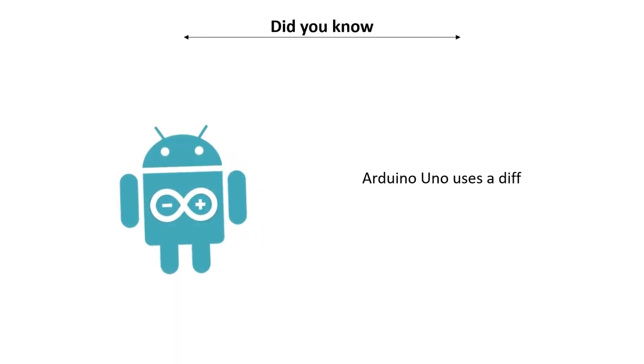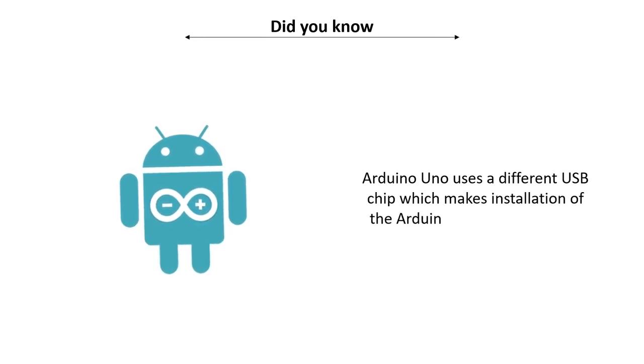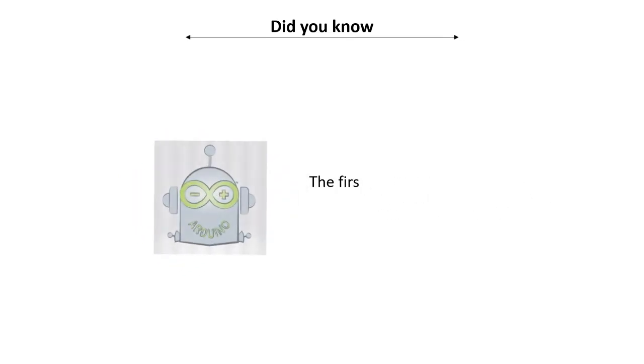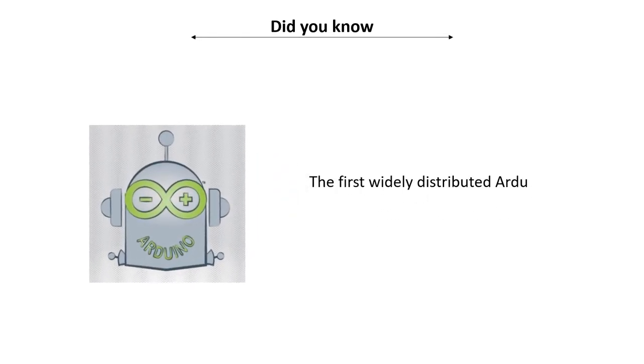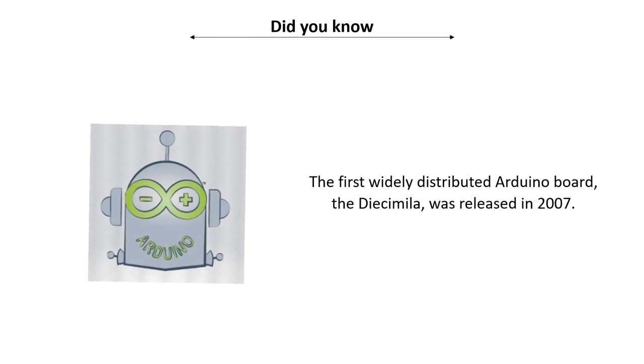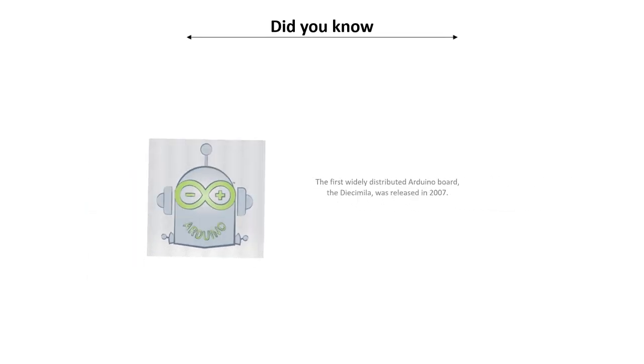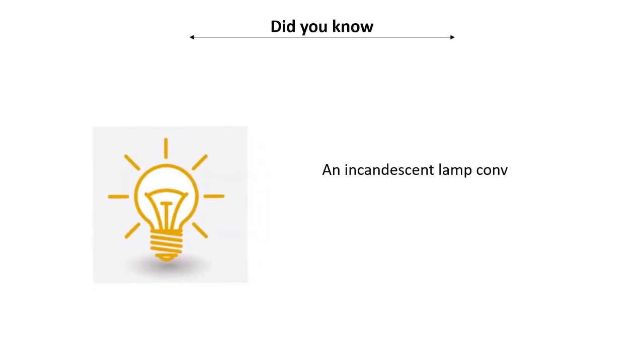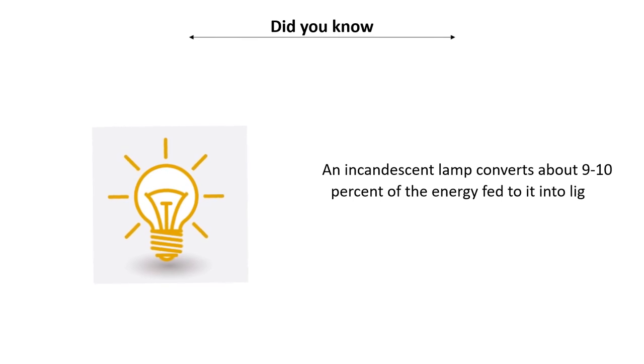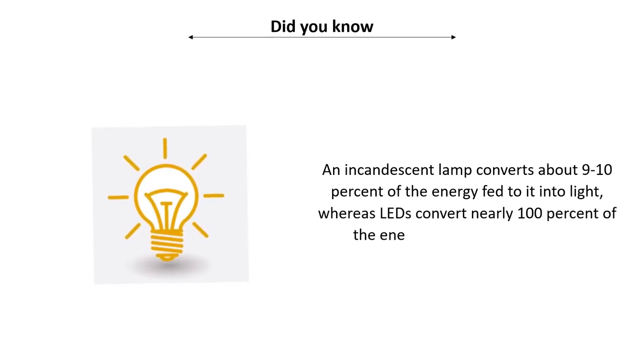Did you know? Arduino Uno uses a different USB chip, which makes installation of the Arduino software a lot easier. The first widely distributed Arduino board, the Diecimila, was released in 2007. An incandescent lamp converts about 9 to 10% of the energy fed to it into light, whereas an LED converts nearly 100% of the energy it consumes into light.